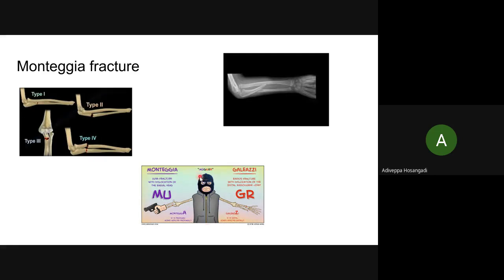Monteggia, proximal 1/3 ulnar, and proximal means it has to be superior radioulnar joint. Distal means it should be inferior radioulnar joint. Am I clear? Yes, sir.